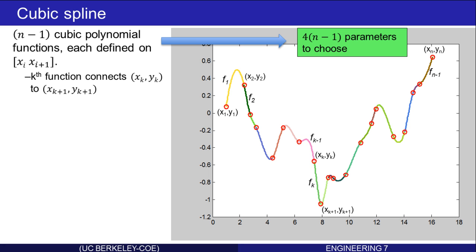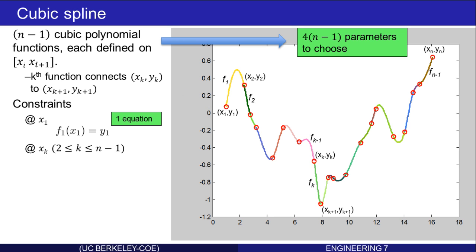Let's look at the constraints that the cubic functions must satisfy. The constraints are that at x1, f1 evaluated at x1 has to equal y1, just as I've drawn. f1 at x1 does pass through y1. That's one equation. At the intermediate points, xk from k equal 2 to n-1, let's look at the constraints we impose. Look at this point xk, yk as we go through these constraints. Notice to the left of that point is the k-1th function, fk-1, and to the right of that point is the kth function, fk. Now let's look at the constraints imposed at that point.